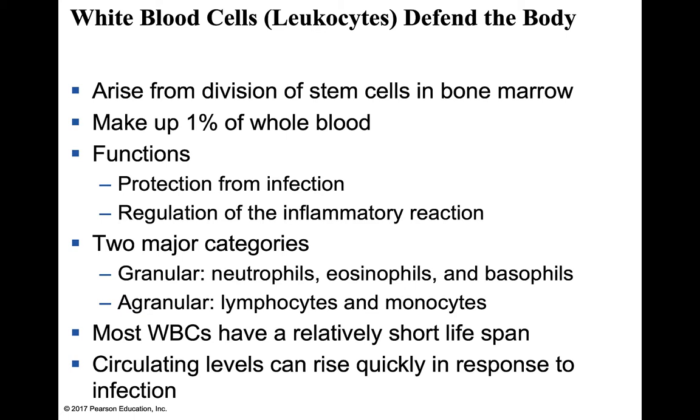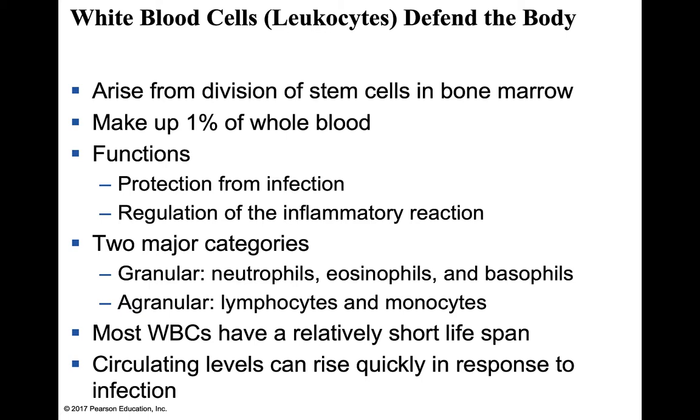Now, there's two major categories of these leukocytes or white blood cells. Some are called granular, and those are neutrophils, eosinophils, and basophils. And then there's two that are agranular. Those are the lymphocytes and monocytes. One of the questions I ask pretty regularly is to place the white blood cells in what we have the most of, to the least.